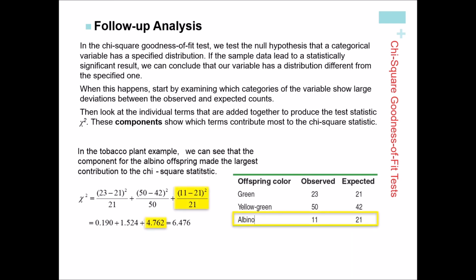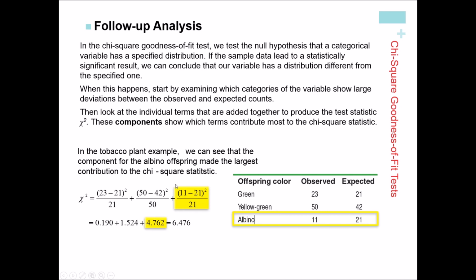So what we're going to see here, and you can actually see this math down below, is that for green, we're not off by that much. It's 2 plants, which 2 squared is 4, divided by 21 gives us a very small number. In the yellow-green, we're actually off by about 8, which 8 squared is 64, but we're dividing by 50, so again, it's 1.5, which is a lot bigger, but not huge.